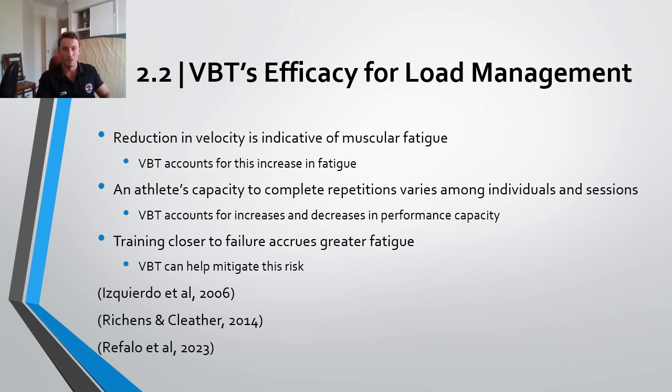As shown by Richards and Cleaver in 2014, some individuals have a greater capacity to perform multiple repetitions at a set prescribed loading. Example, 70% 1RM, 4 sets of 10 reps. Some individuals may complete 10 repetitions with relative ease, whereas some may finish the set within a closer proximity of failure. According to Ruffalo et al. in 2023, training at intensities closer to the proximity of failure can lead to greater subsequent fatigue.